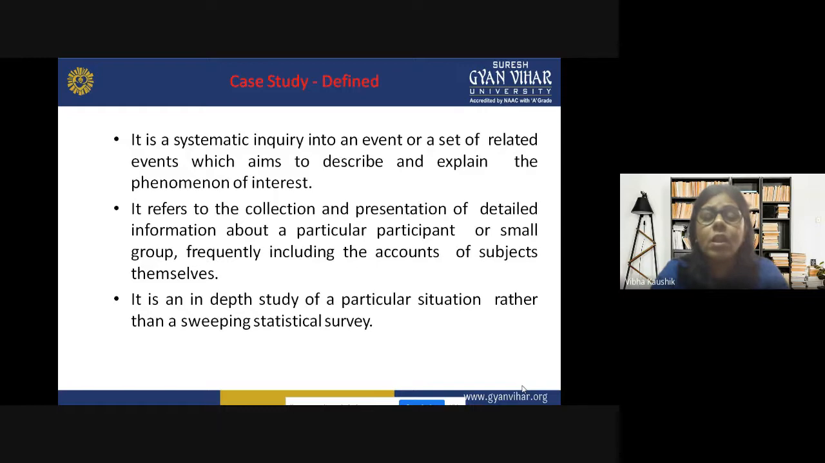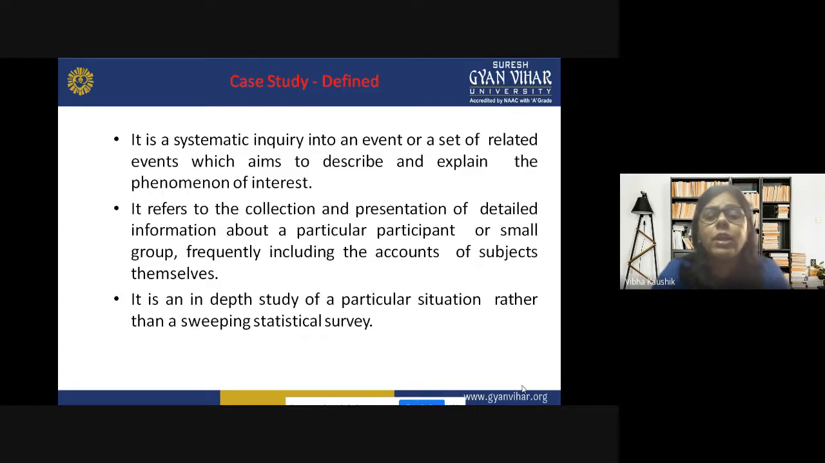Now, case study defined. It is a systematic inquiry into an event or a set of related events, which aims to describe and explain the phenomena of interest. Means with the help of that we are able to describe and explain the phenomena of interest.